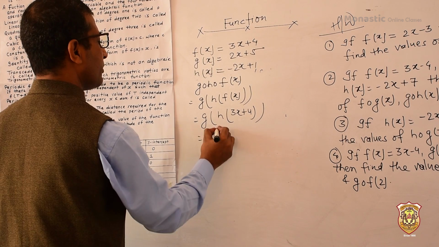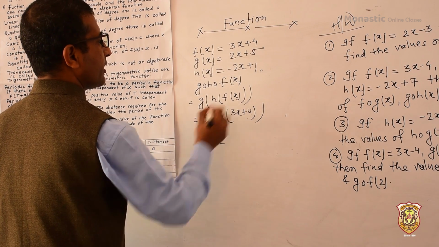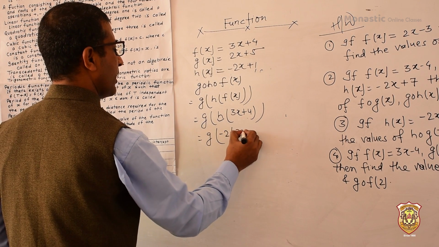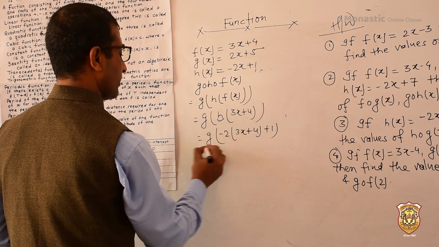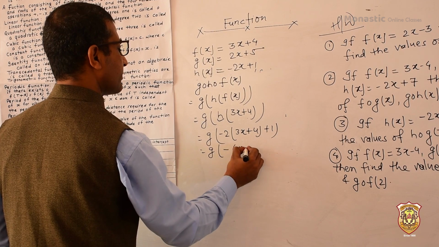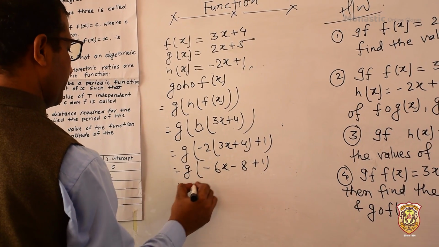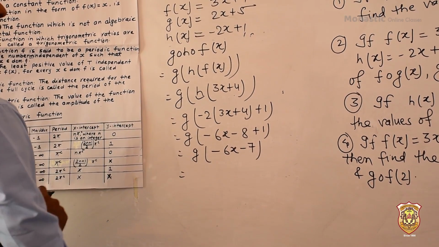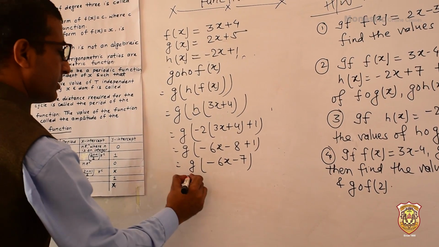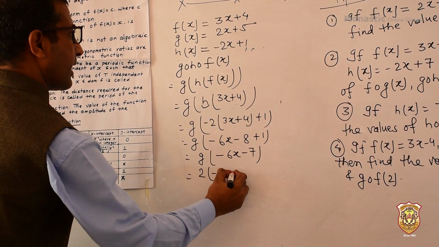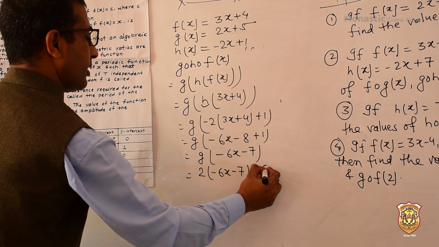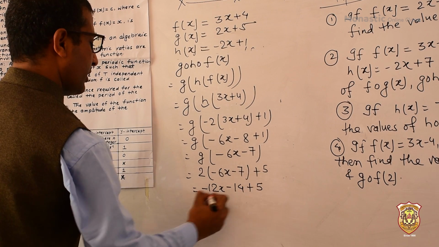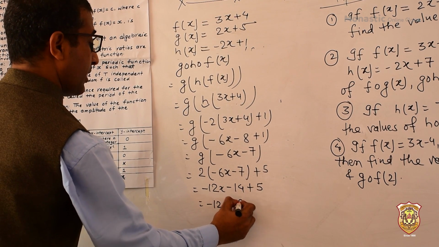Now what we have to do? We have to put this value in h. H is minus 2x plus 1. So write minus 2 times 3x plus 4, plus 1. It became minus 6x minus 8 plus 1. Do the sum. Now you have to put this value into this. That is g of x is 2 times minus 6x minus 7 plus 5, which is minus 12x minus 14 plus 5, so minus 12x minus 9.